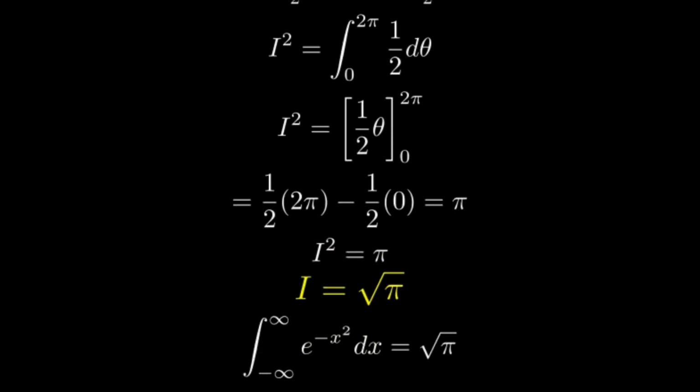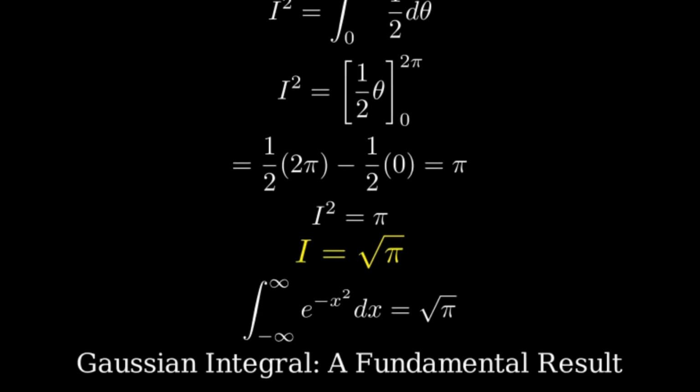To find I, we take the square root. Since the original integrand, e to the negative x squared, is always positive, the integral I must also be positive. Therefore, I equals the square root of pi. And that's how we solve the Gaussian integral. This result is fundamental in probability, statistics, quantum mechanics, and many other areas of science and engineering.